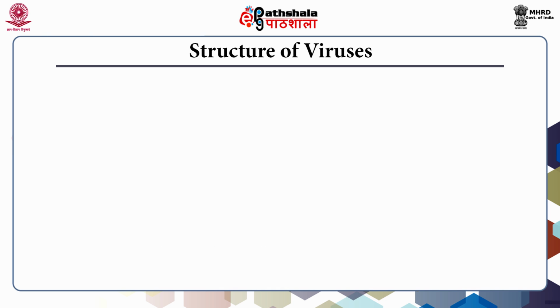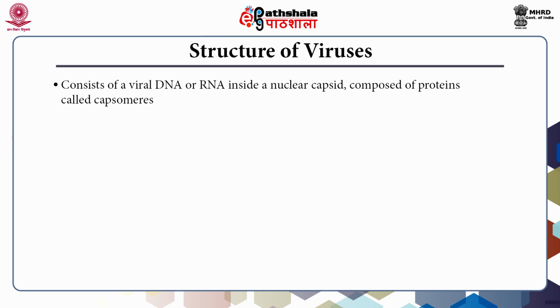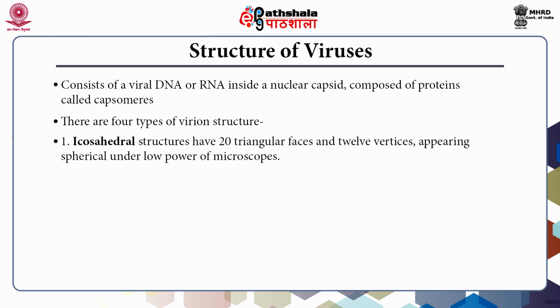In the structure, they consist of viral DNA or RNA inside a nucleocapsid. This capsid is composed of proteins called capsomeres. There are 4 types of virion structure. First, the icosahedral structure, which has 20 triangular faces and 12 vertices, appearing spherical under a low power microscope.